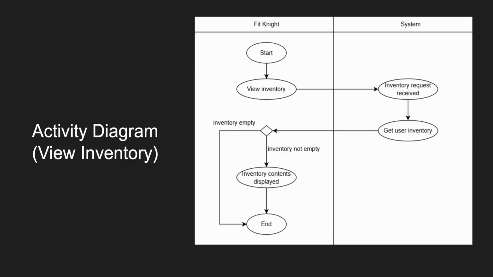Here's our activity diagram of viewing the inventory. So the Fit Knight, upon starting, is going to click a button to view their inventory. The system's going to receive that request, get the details about the user's inventory, and return those details to the user. If their inventory is empty, it's just going to end. However, if it's not empty, it's going to display the contents of their inventory, including their action points, their current weapons, their armor, and their healing item.